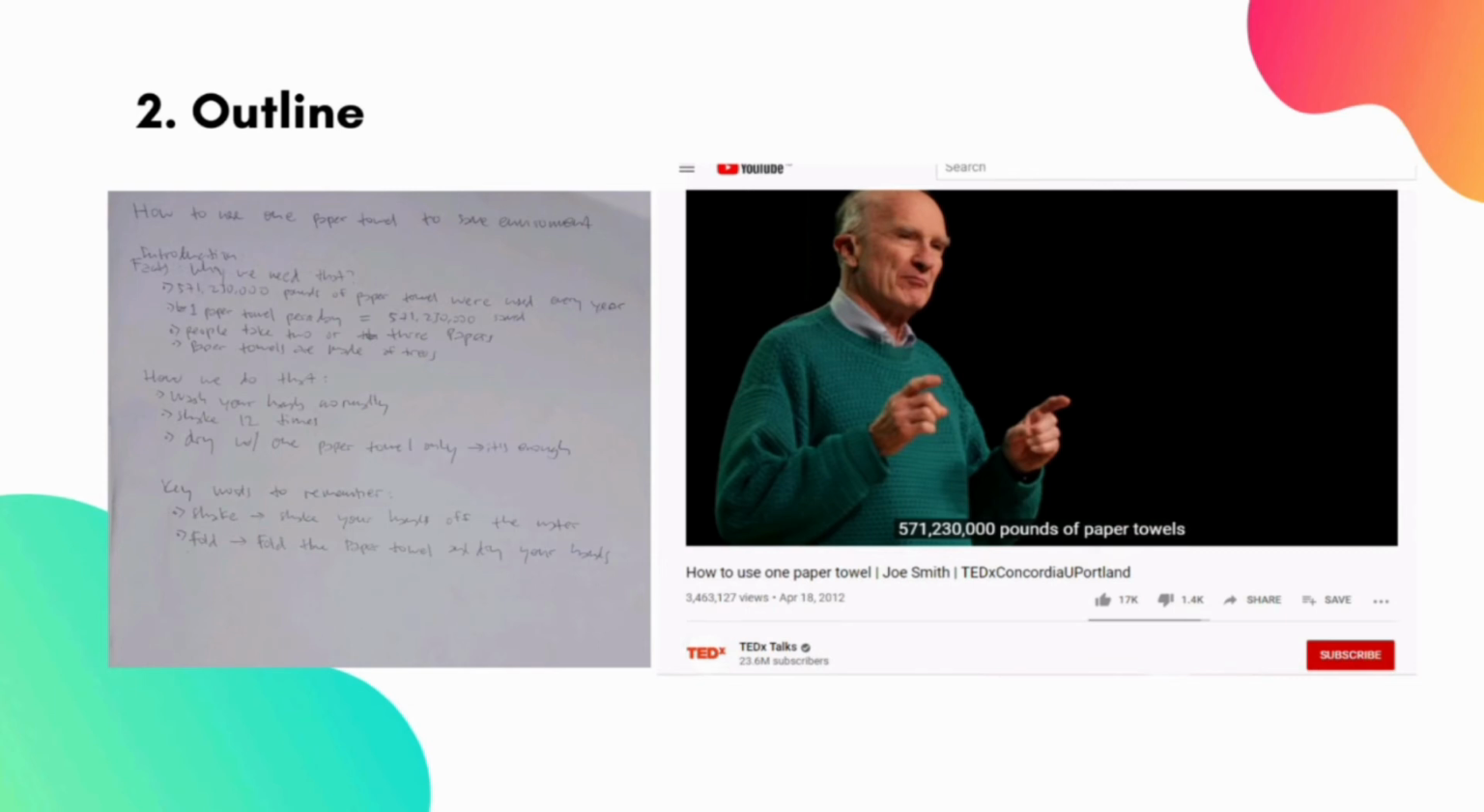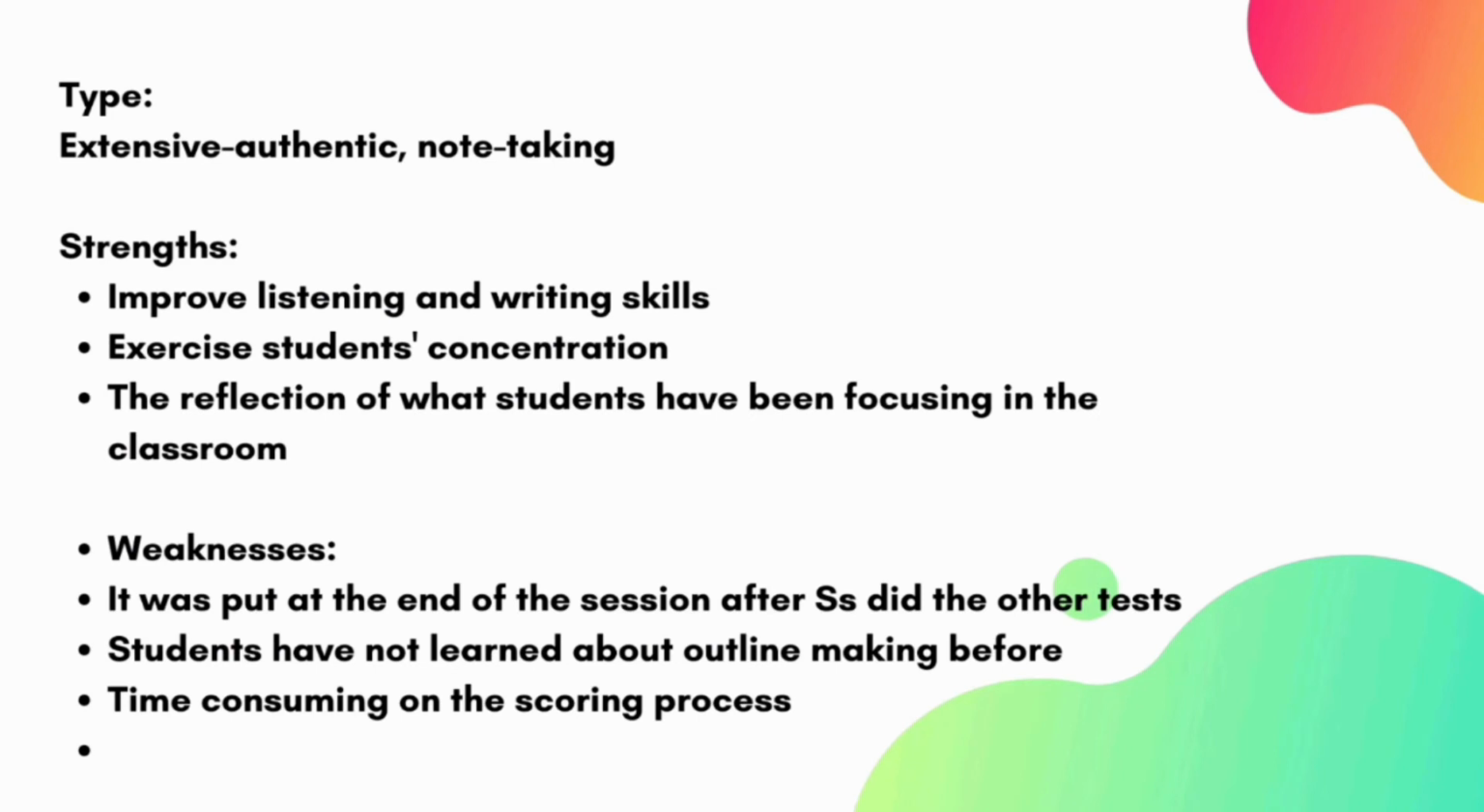The second test is making outline. In this test, the teacher plays a TED Talk video or audio twice, while the students take notes of it in the form of an outline. These are the examples of the outline in the video. The form of the test is note-taking, which is a type of extensive authentic test.